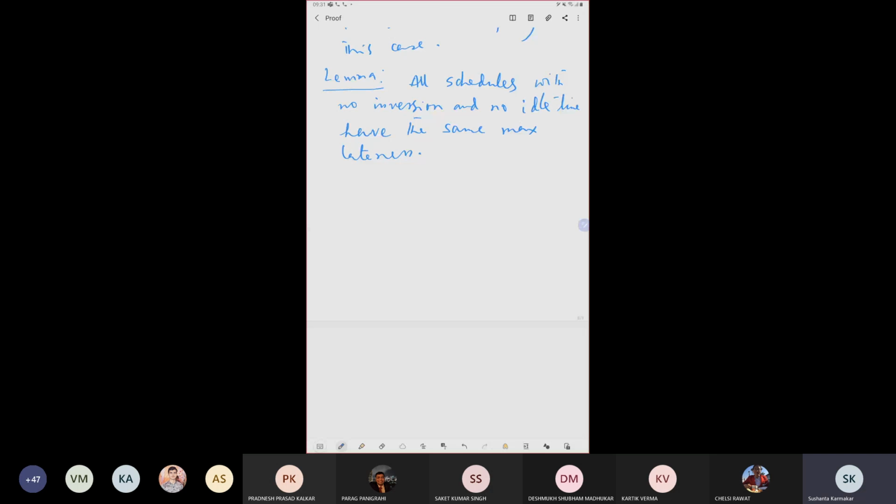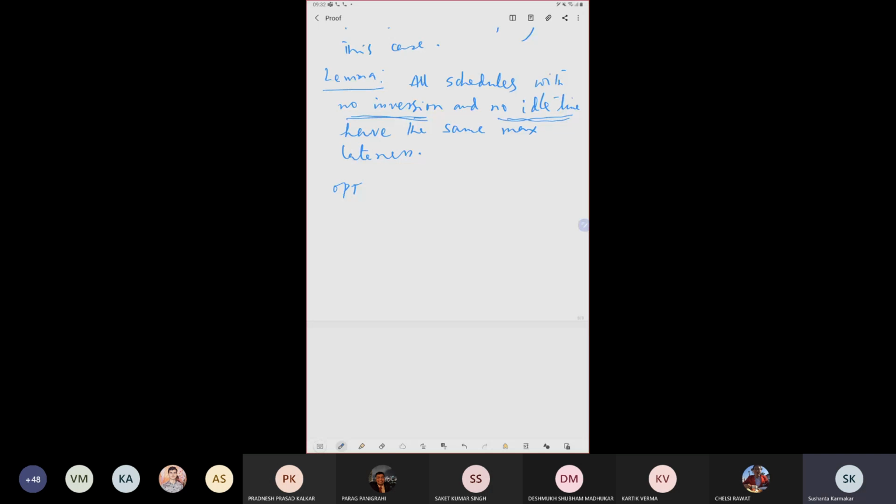But we do not know what kind of schedule there is in the optimal, okay? So that's why we take the optimal schedule. If the optimal schedule has no inversion and no idle time, then essentially that is our schedule. But it may not be the case that the optimal schedule is exactly our schedule. So the optimal schedule may have inversion, may have idle time.